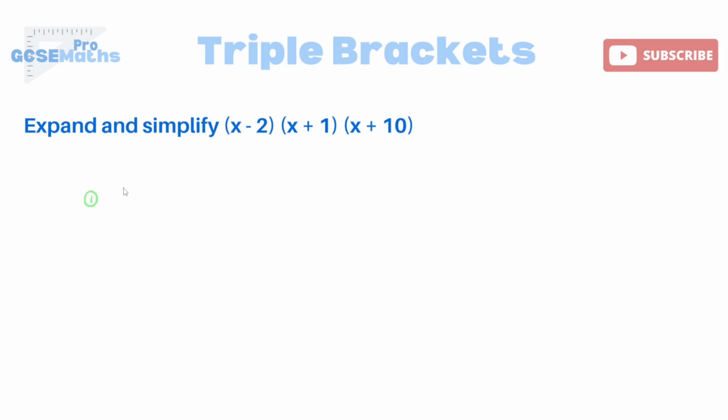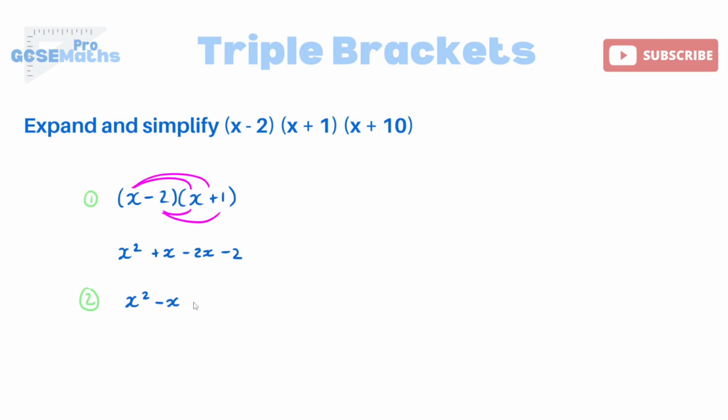So step 1, take the first 2, or really any of the 2 brackets that you want to start with. I'm just going to start in order, so x minus 2, x plus 1, expand those. So we've got x squared plus x minus 2x minus 2. So as I said, just be careful of the impact of that negative value there. And then step 2, before I move on, I will simplify it. There's no point in expanding and multiplying by 4 terms when I can just simplify them down to 3 terms. So x minus 2x is minus x overall. So I've got x squared minus x minus 2.